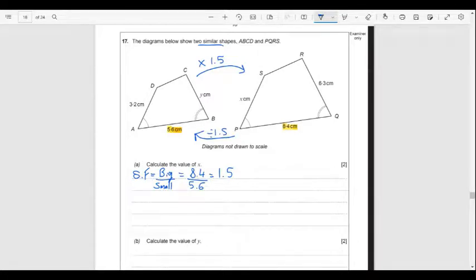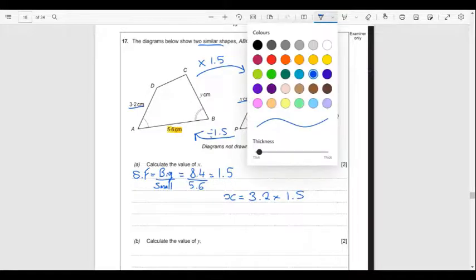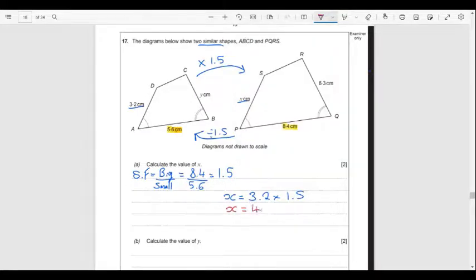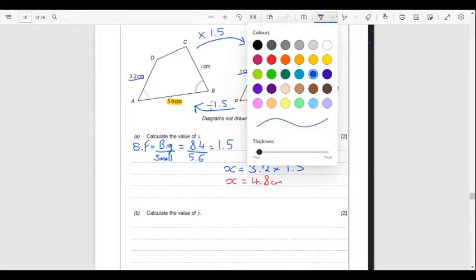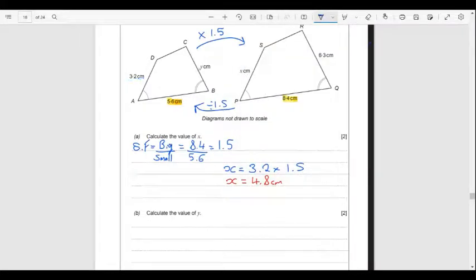In this case, if I want to find x, the corresponding side is 3.2. So, sorry, the other way around, x is equal to 3.2 times 1.5. So x is equal to 4.8 centimeters. Okay. The next question then, just below it, we need to calculate the size of y. So if I get rid of the x lines, for y, that's corresponding to 6.3. So y is equal to 6.3, but now I need to divide. I'm going the other way now, okay? So 6.3 divided by 1.5. Again, y is equal to 4.2 centimeters.